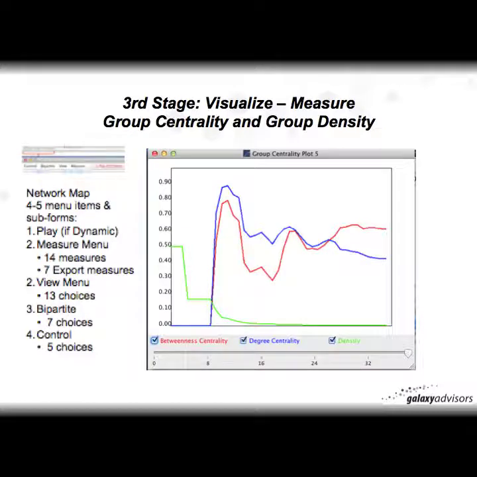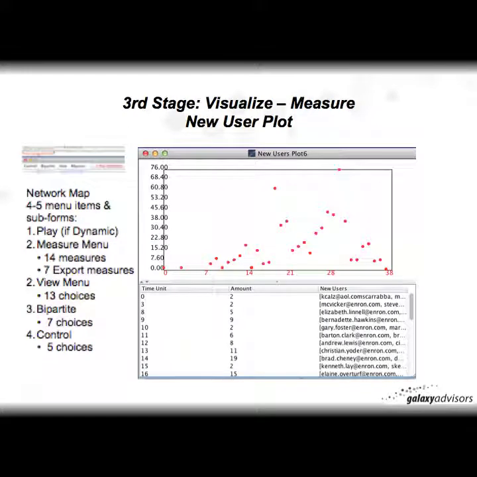Another measure under the visualize view command is group centrality and group density. You can see those 3 measures here. Again, by selecting dynamic view, you can see how those measures vary over time. You can take a look at the new user plot, and it tells you by the number of time that you selected by day, month, or year, the number of users that came in during that time period. This is very important when you're looking at diffusion of ideas or product innovations or a concept in a network, and it gives you an idea of when these new websites or email address came in.